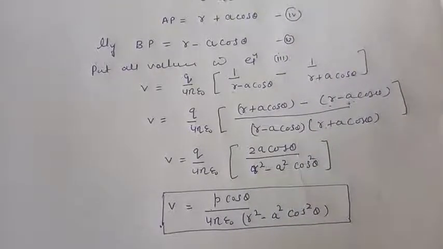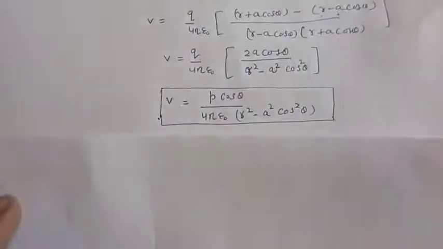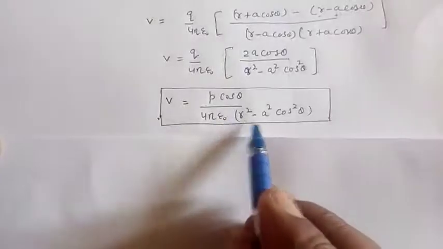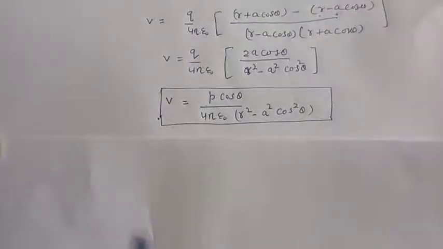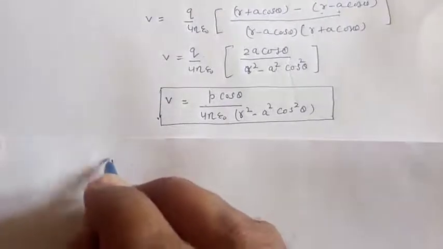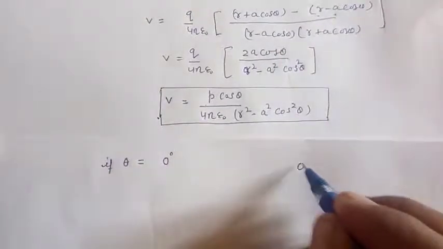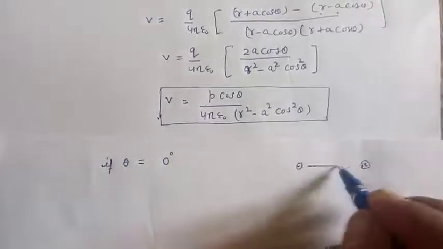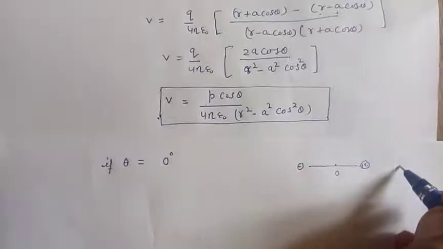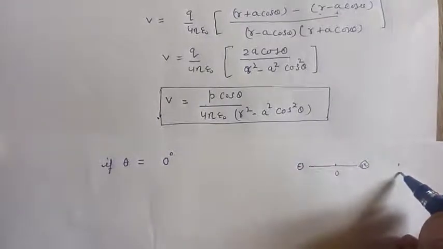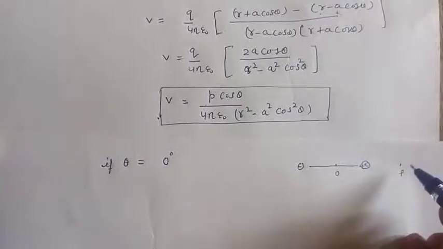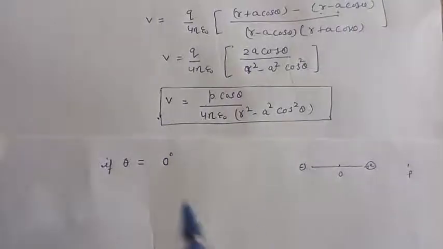Now we have some special cases here, and what are those? Let us discuss. This is our last article here. V equal to P cos theta upon 4 pi epsilon 0 into R square minus A square cos square theta. What are the special cases? First one, if theta is equal to 0 degree. Theta 0 degree means, let this be your dipole here, and the observation point lies on the horizontal line right here. This is point P. This point can be on your left side or your right side. Both sides can be there. So angle will be 0.